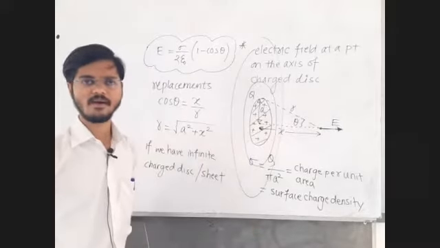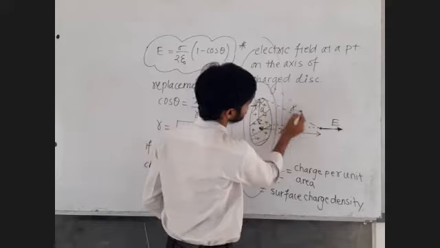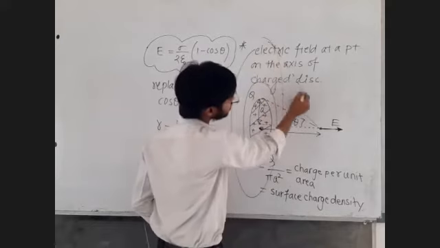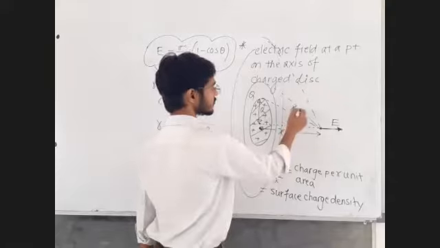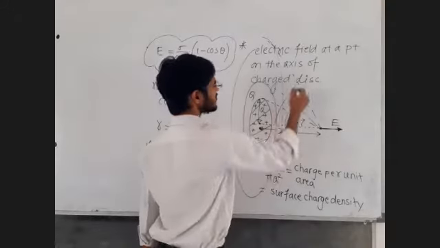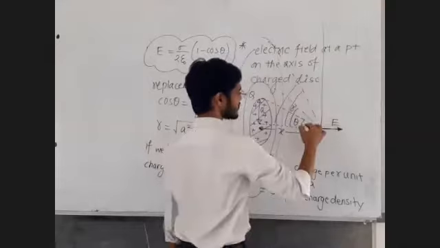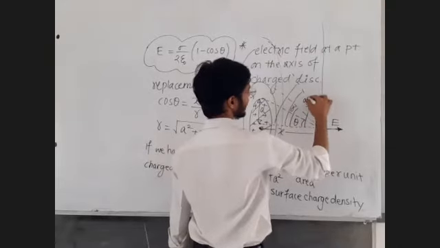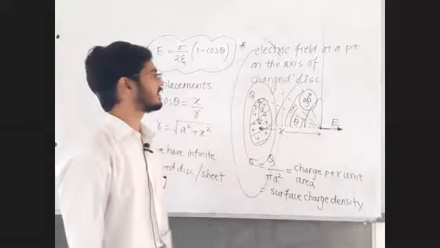The angle increased. Finally, what will it become? It increases, still increases. Ultimately, it will become like this. So what will the angle be for an infinite disk? The angle is going to be 90 degrees.